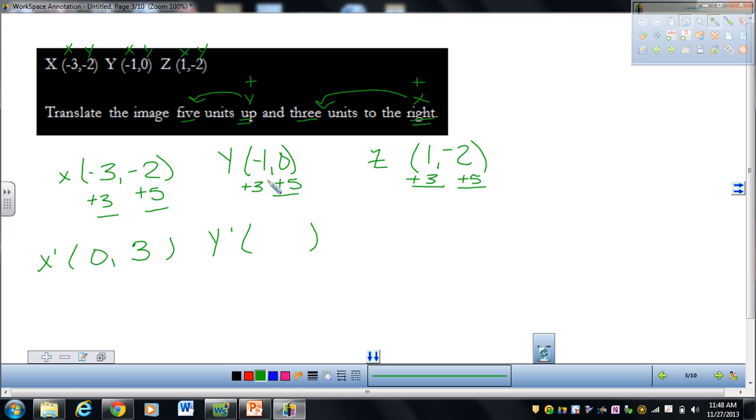And y prime is going to be negative 1 plus 3, which gives me positive 2, and 0 plus 5 is 5. And then z prime, I've got 1 plus 3 is 4, and negative 2 plus 5 is going to give me a positive 3. Do another one.